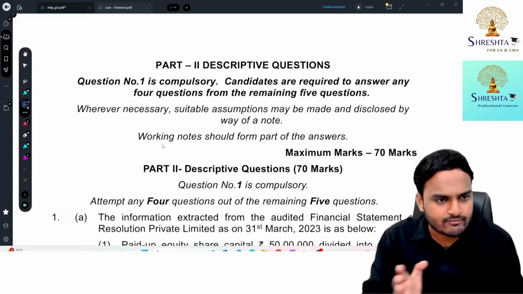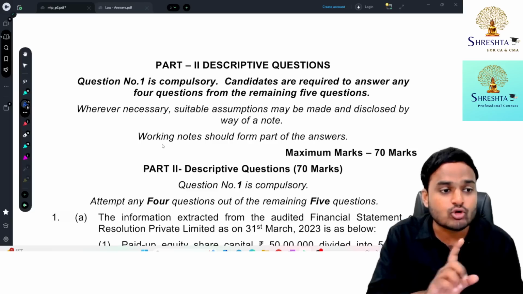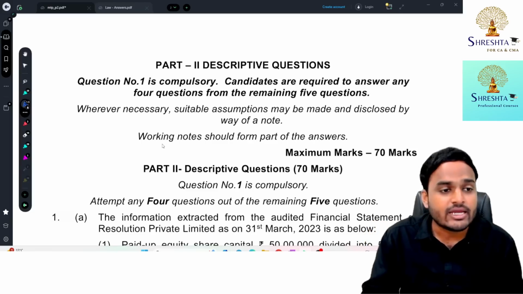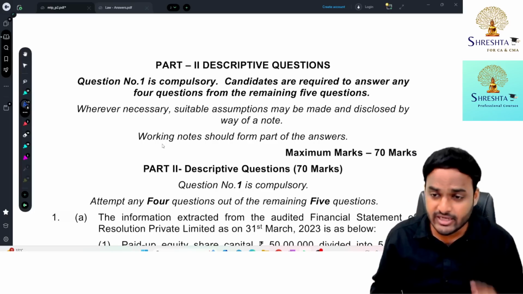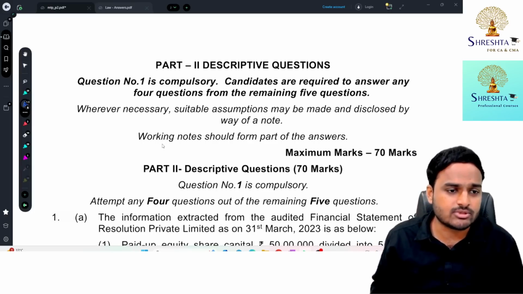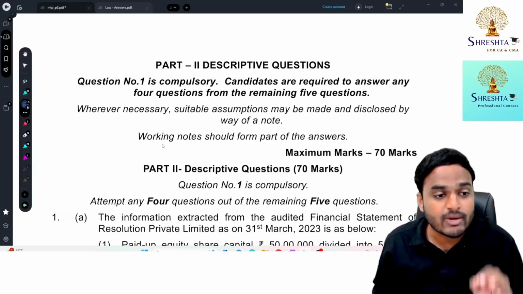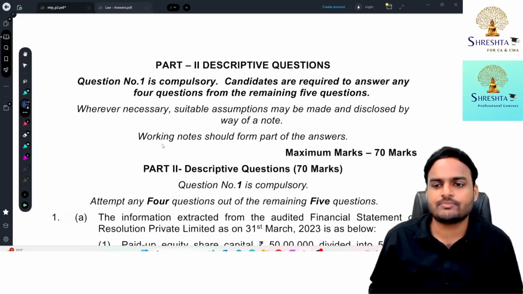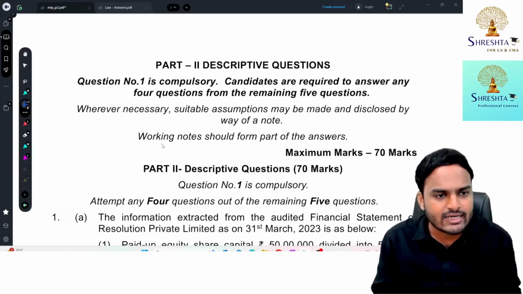See, while preparing, your main objective should be understanding the concept, not remembering the concept. If you understand the concept, inherently you will remember the concept. Trust me. So, remembering the concept should be your byproduct, not the main product. What is the main product? Understanding the concept. After reading this mock test paper, I think many of you should get this clarity.